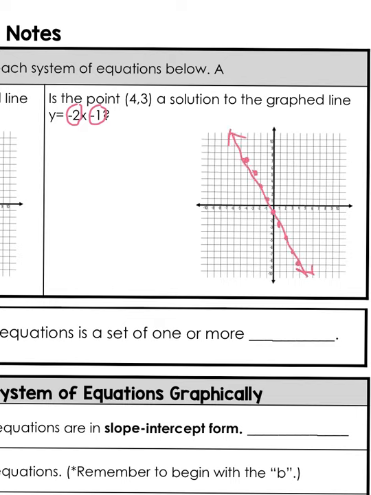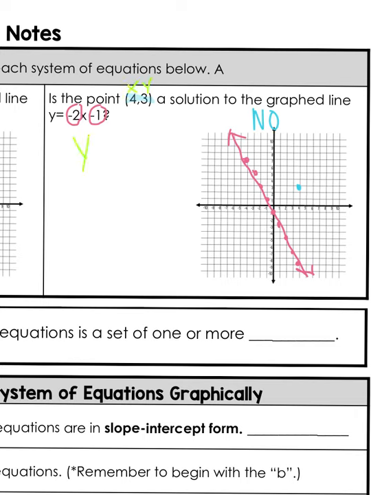Okay, now that I have my graphed line, I'm going to check for (4, 3). I'm going to look and place a point at (4, 3), and here's (4, 3). No, this is not a solution because this point does not fall on the line. I still need to check my answer by plugging in my x and y values.